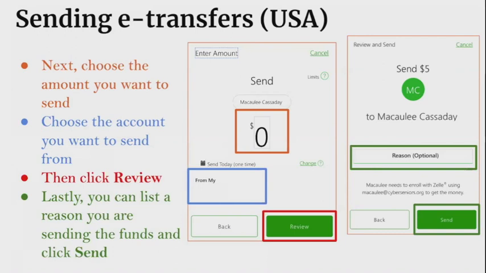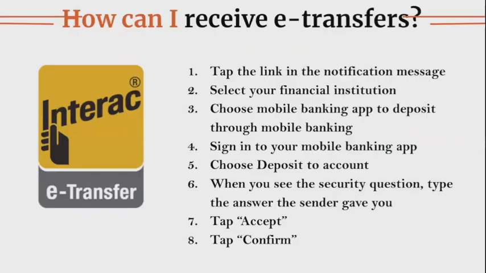How can I receive e-transfers? Tap the link in the notification message, select your financial institution, and then choose your mobile banking app to deposit through mobile banking. You would sign into your mobile banking app, choose deposit to account, and when you see the security question, type the answer the sender gave you. Then you would tap accept and then tap confirm.